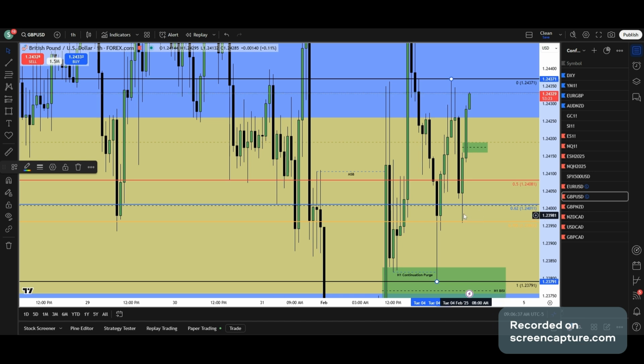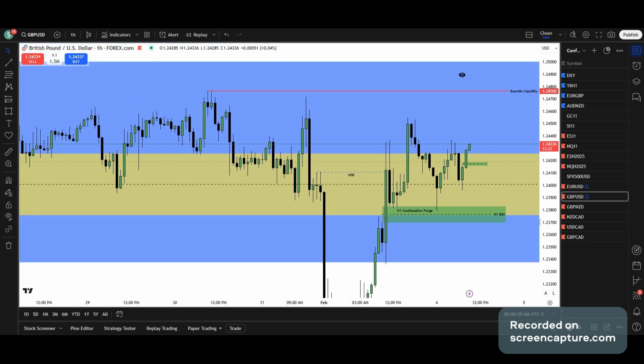But yeah, optimal trade entry is 62 to 70%. And we basically run almost directly into 70%. So it's a nice OTE. And that occurred at about 7 a.m. this morning.